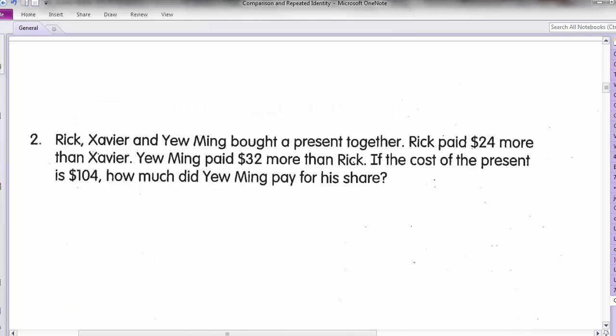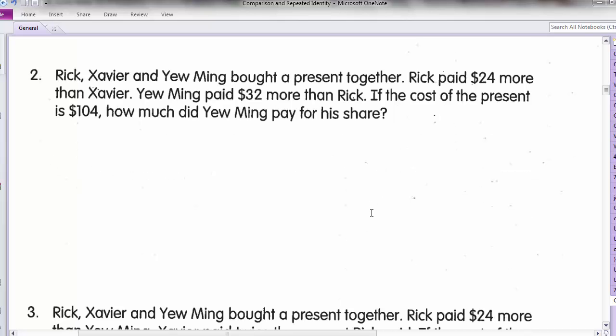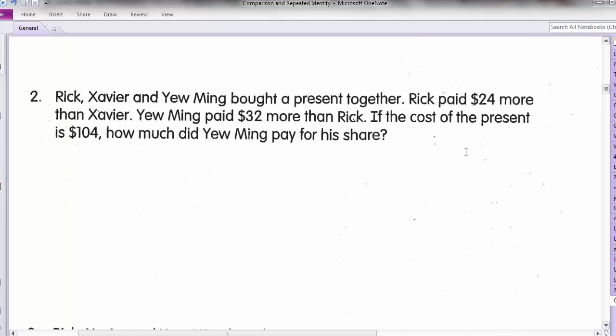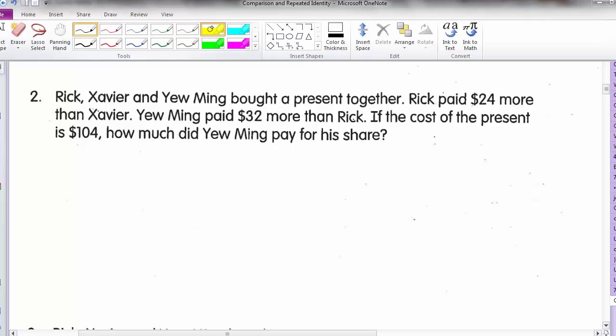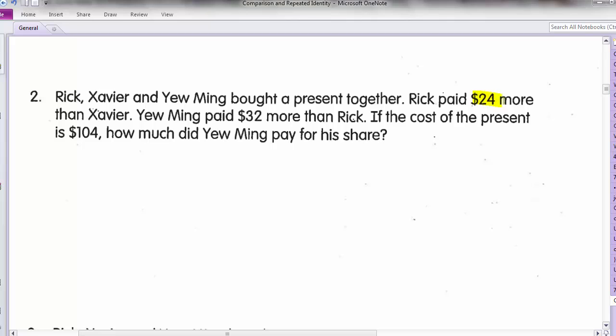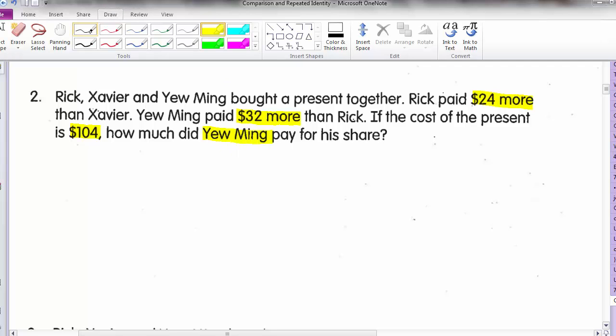Question 2. Rick, Xavier, Yumin bought a present together. Rick paid $24 more than Xavier. Yumin paid $32 more than Rick. Cost of present is 140. I want to find Yumin. Okay, so these are what we know.